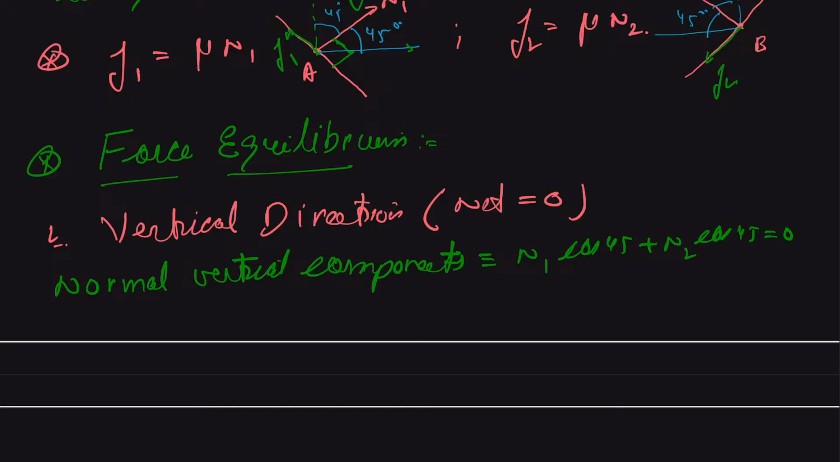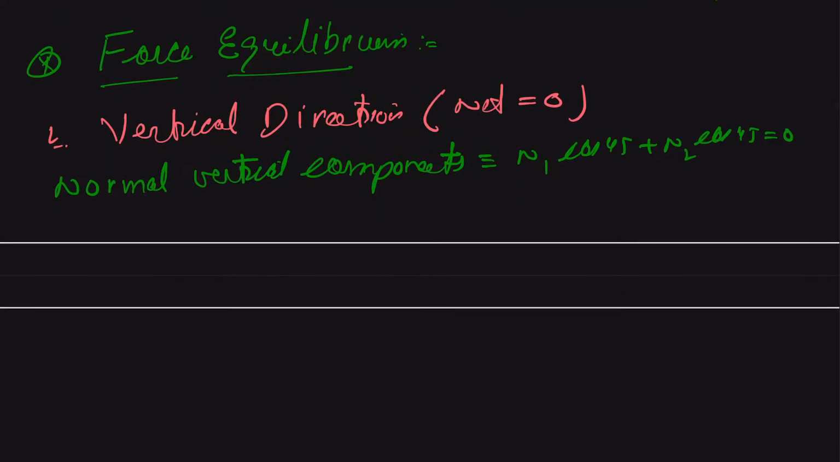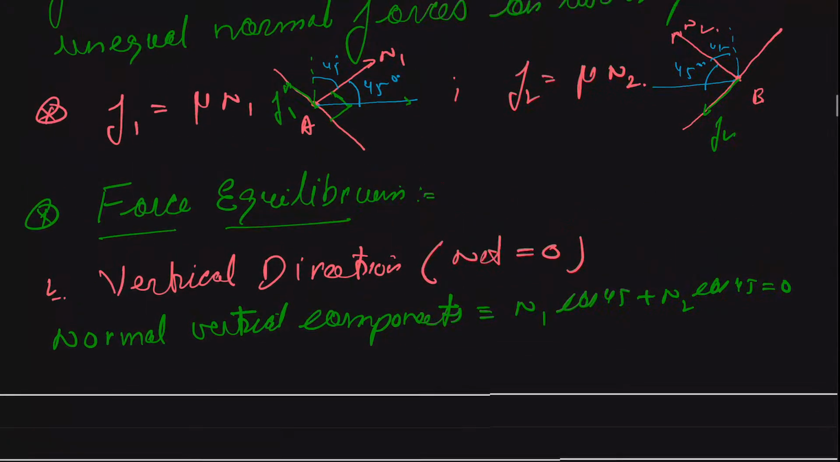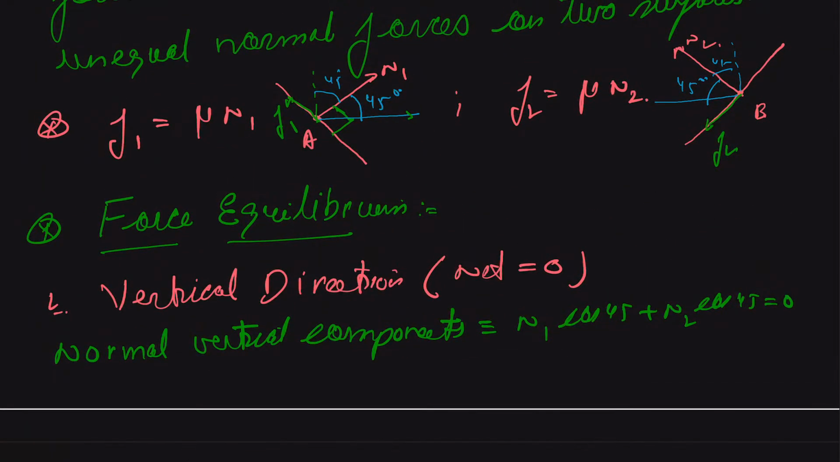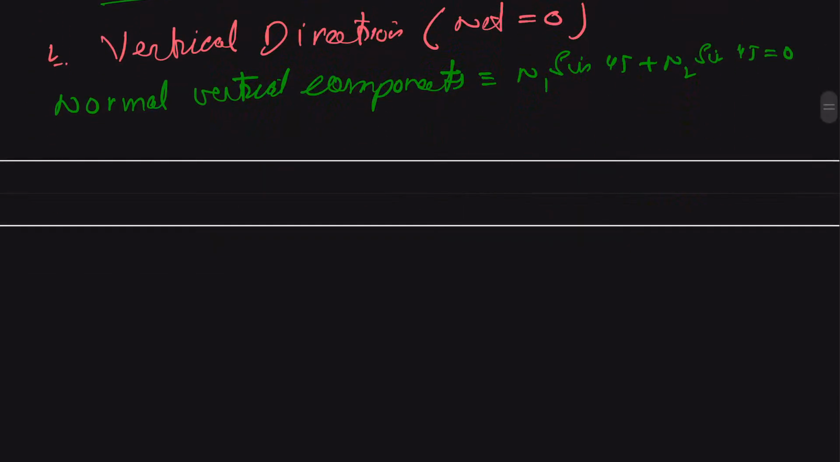And we have the vertical frictional components. Sorry, sine. Sine of this. And now we come to our frictional part.